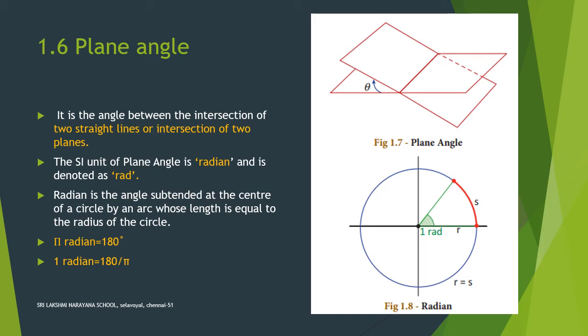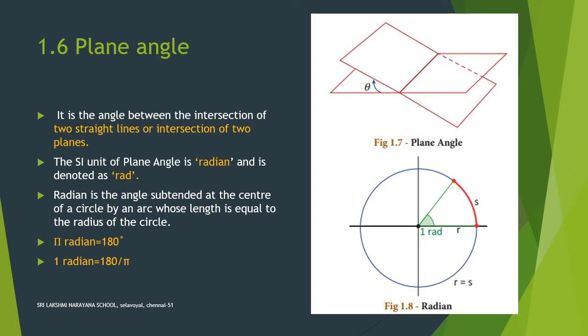First one, plane angle. It is the angle between the intersection of two straight lines or intersection of two planes. அதாவது ரெண்டு straight lines அல்லது ரெண்டு planes intersect ஆகும்போது உருவாகிற angle தான் plane angle.